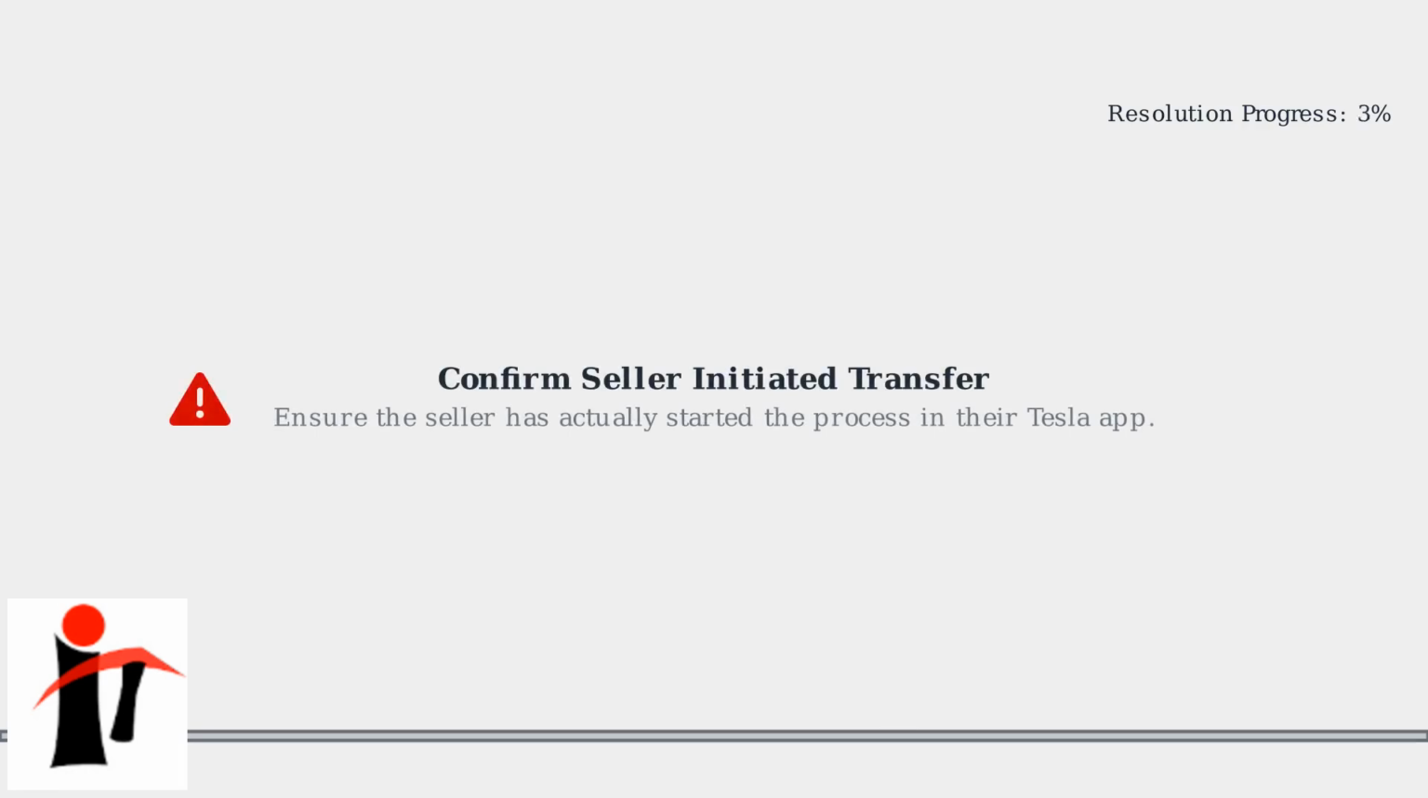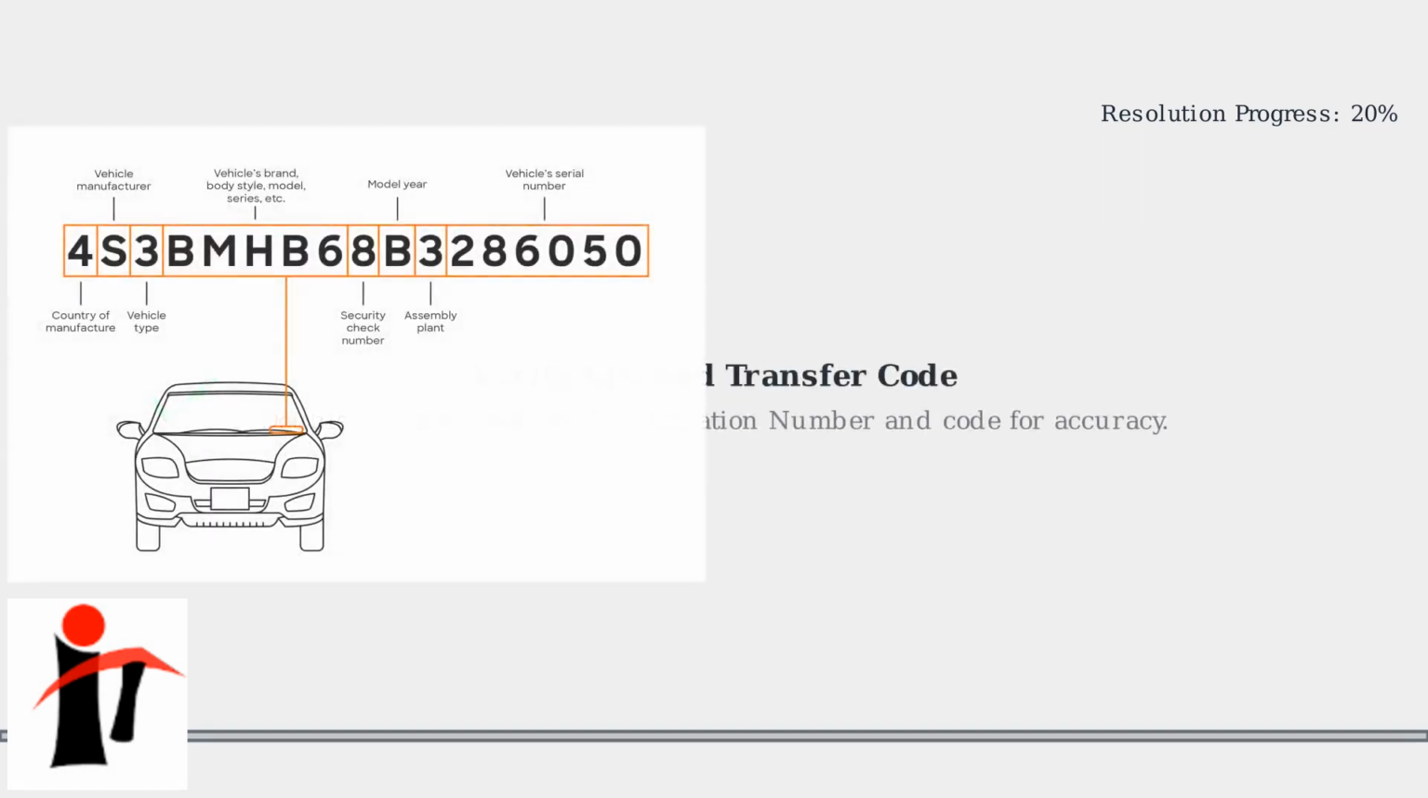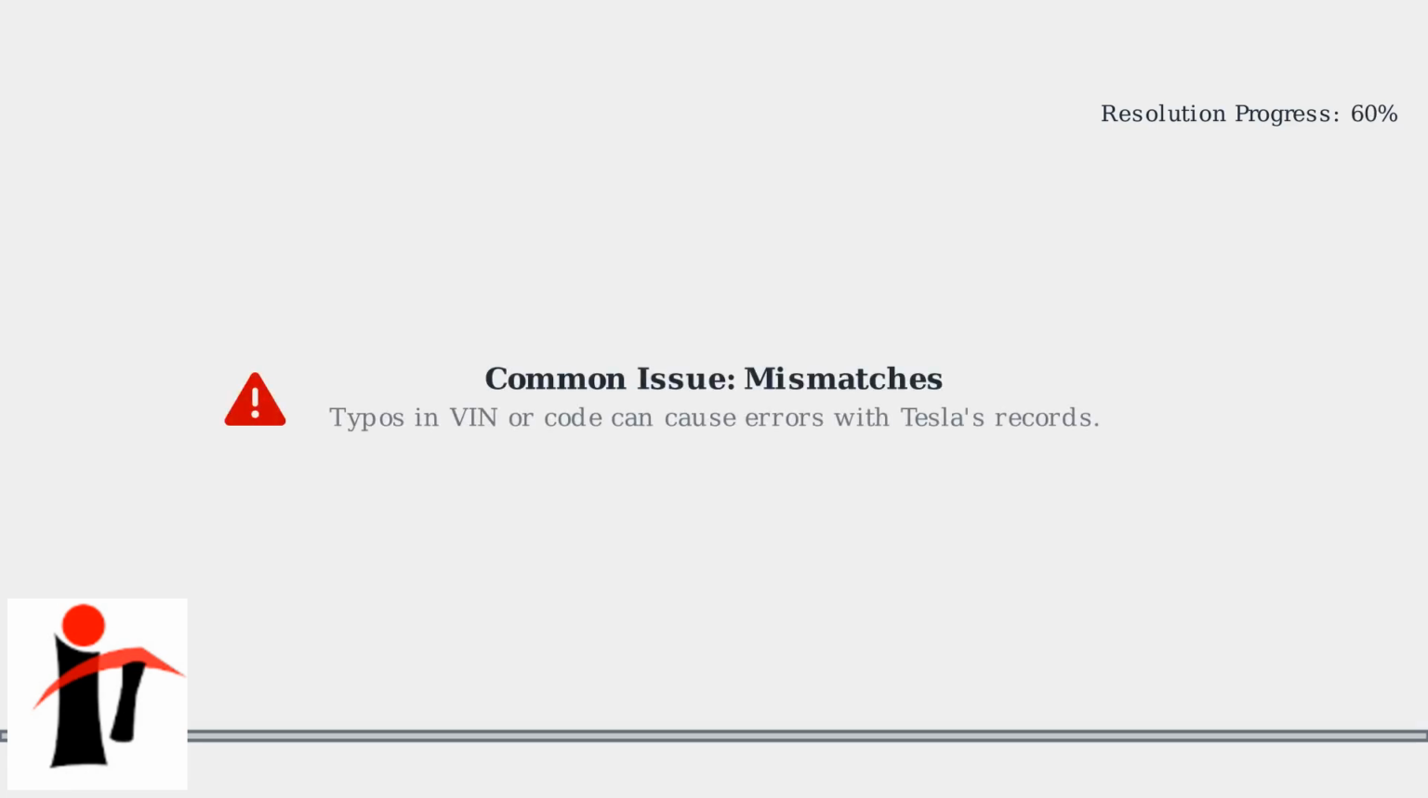What if something goes wrong during the transfer process? Let's explore common issues and how to resolve them. First, ensure the seller has actually initiated the transfer in their Tesla app. Without this step, the process cannot proceed. Next, double-check the vehicle identification number and transfer code. The VIN is a unique identifier, and even small errors can prevent verification.